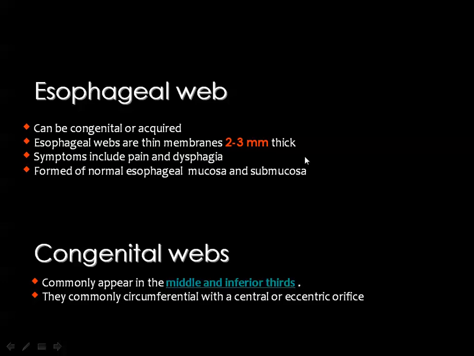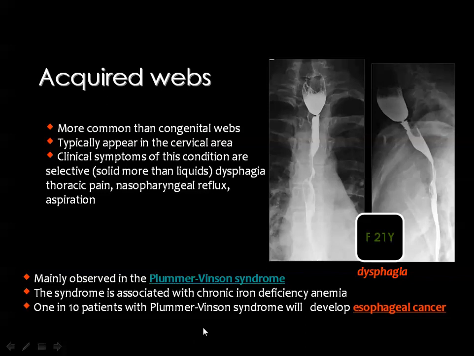We start with the esophageal webs, and these webs can be congenital or acquired. They are in the form of thin membranes that may range in thickness about 2 to 3 millimeters, and they usually result in pain and sometimes dysphagia. Congenital webs are usually located in the middle and inferior third of the esophagus, while the acquired webs are usually located in the upper part of the esophagus.